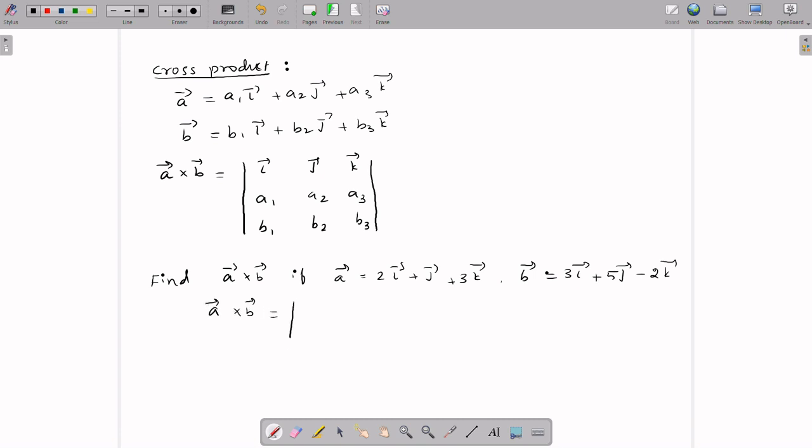First you write the i vector, j vector and k vector. Next you write the coefficients of i, j, k in A vector: the coefficient of i in A is 2, the coefficient of j in A vector is 1, and the coefficient of k in A vector is 3. Then you write the coefficients in B vector: the coefficient of i is 3, the coefficient of j is 5, and the coefficient of k is minus 2. Okay, now you have to expand this.